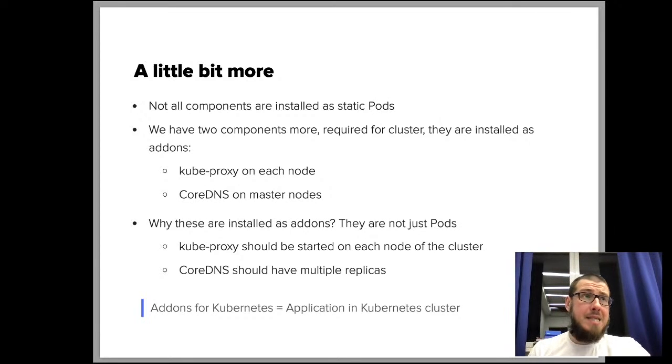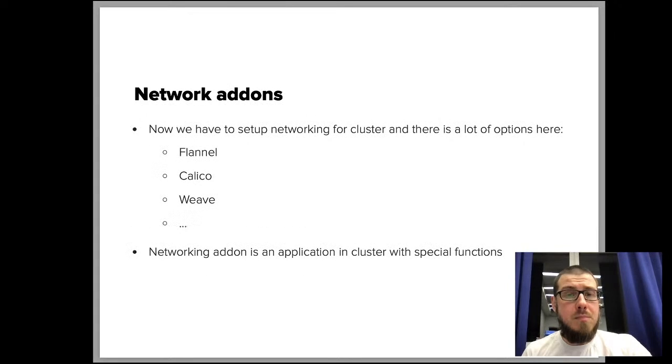So I mean that basically a lot of components of Kubernetes are run as containers inside Kubernetes, and it's okay. For example, a dashboard or something like that, it's okay. And network add-ons, well, it's the most complicated topic about Kubernetes. As for me, there are a lot of questions about it, and we have to set up networking for a cluster, and there are a lot of options here. It could be Flannel or Calico or Weave, etc. There are a lot of network add-ons.